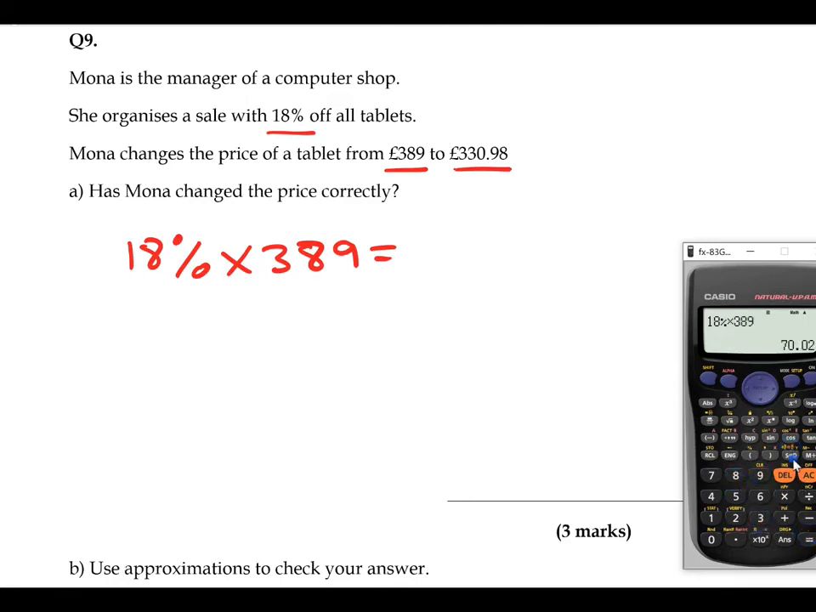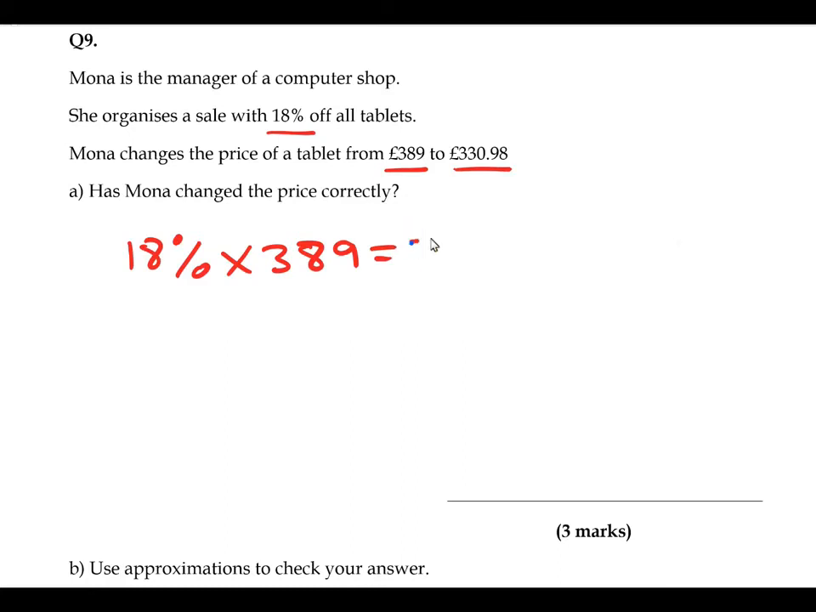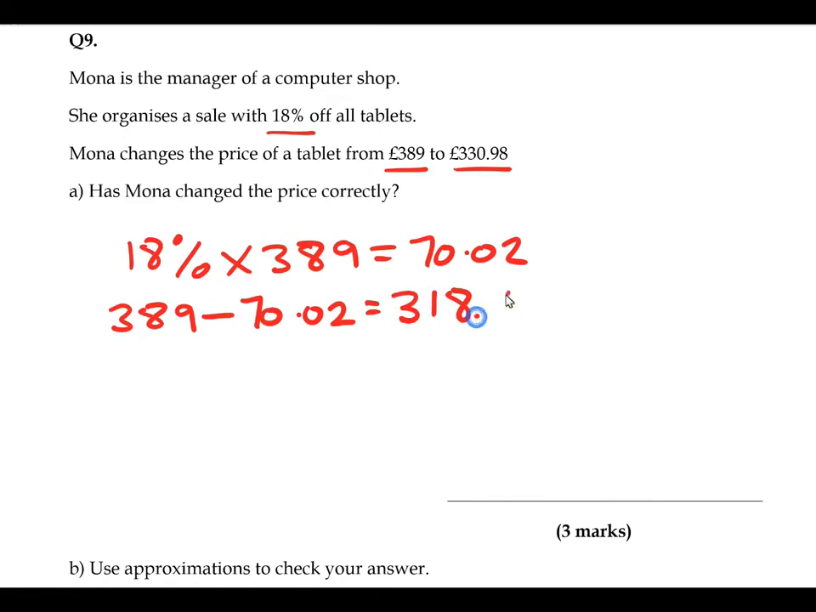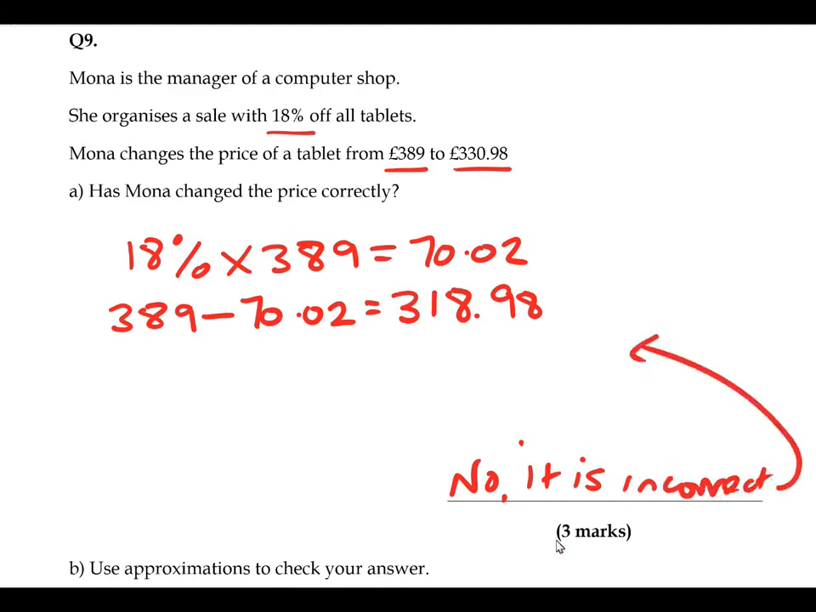So she should have taken off for 18% £70 and 2 pence. So let's check that. £389, take away £70 and 2 pence is £318 and 98 pence. So has Mona changed the price correctly? No, it is incorrect. And the working out that justifies this answer is here. She's actually reduced it to £330.98 when it should have been £318.98.